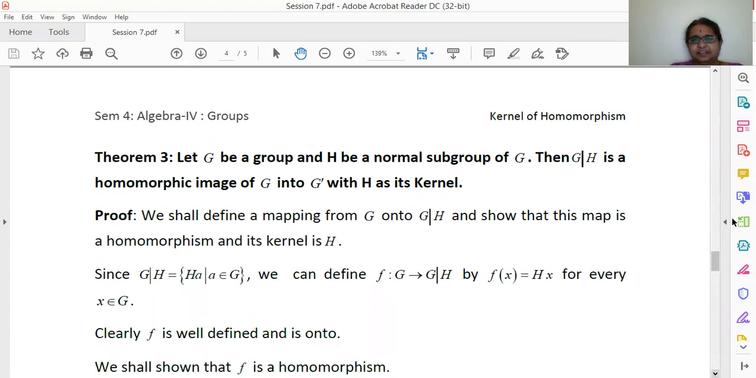So here we have the set G by H. G by H is the quotient group which consists of cosets. So G by H is the set of all Ha such that a belongs to G. Now define the mapping f from G to G by H. The domain G consists of elements, G by H consists of cosets. So the mapping is defined like f of x is equal to Hx for all x belonging to G. Now we have to show that f is a homomorphism. The mapping is well defined and is onto.